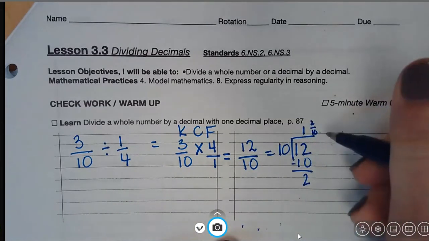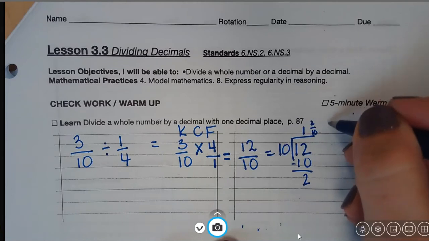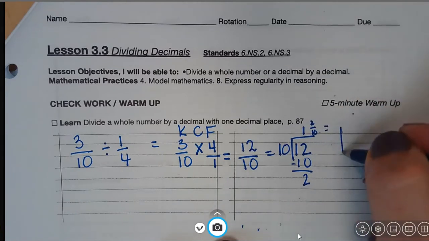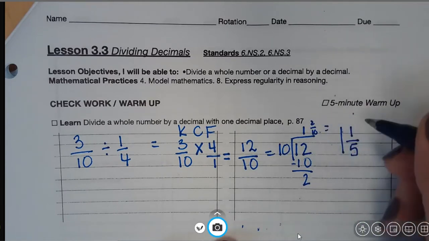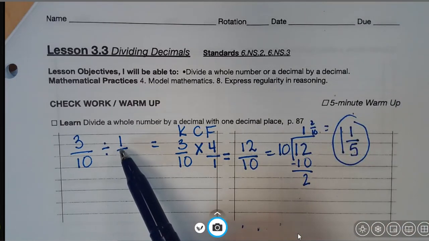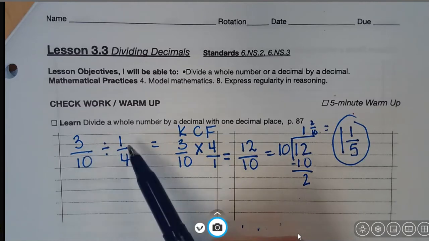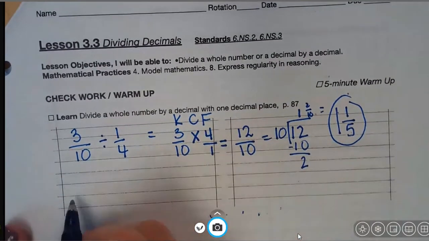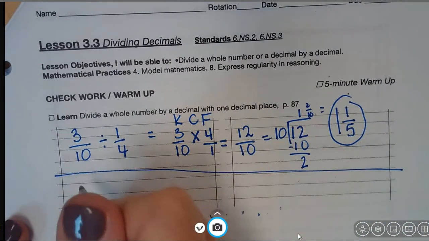And then I need to simplify the fraction into simplest form. I can divide both of them by 2. So that would be 1 and 1/5, because 2 divided by 2 is 1, 10 divided by 2 is 5. Okay. Remember, if this was a mixed number or this was a mixed number, I would need to change those into improper fractions first. I have also already multiplied decimals.